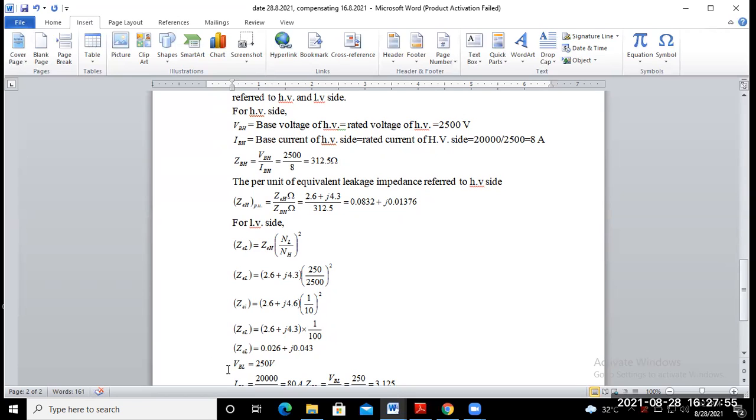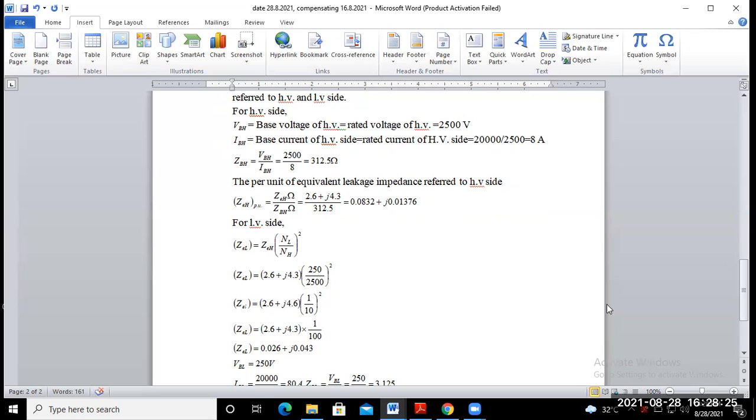Now we require to find the low voltage side base impedance. So first of all we consider the base voltage on the low voltage side. Base voltage on the low voltage side is nothing but the rated voltage of the low voltage side of the transformer. That is given in the problem, 250 volt. So VBL equal to 250 volt.